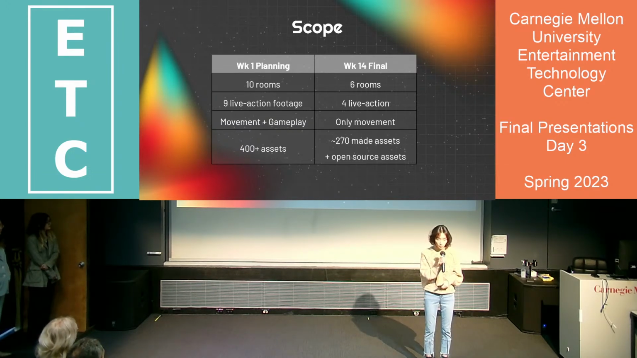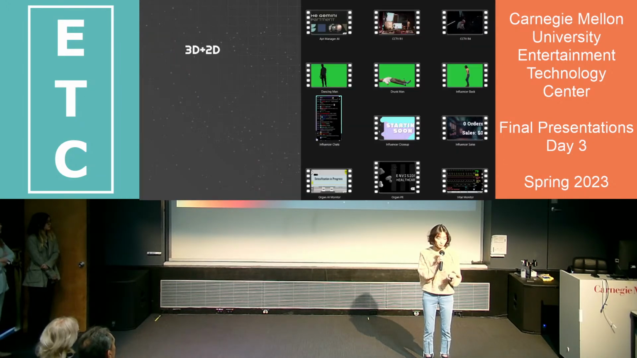So in the project that you just saw, we have 6 rooms, 4 live action footage, and then we cut the movement and gameplay into just movement. And in the end, we have around 270 made assets. But in total, we still have around 360 assets, but part of them are open source.